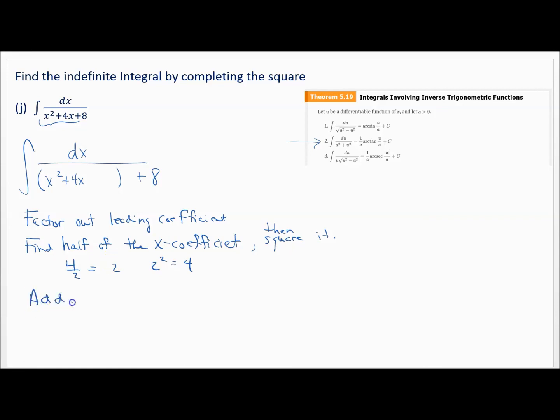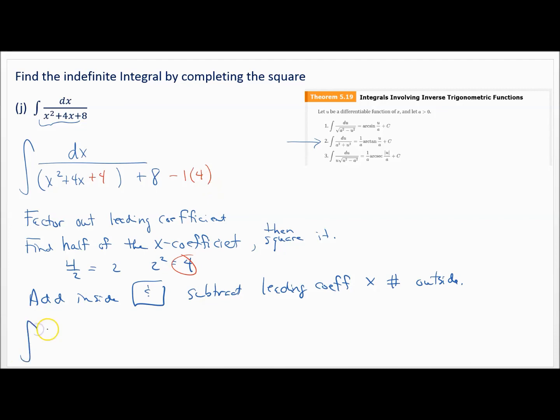You add that inside, and very important, subtract the leading coefficient times that number on the outside. Okay, now remember our leading coefficient is 1, so we didn't have to factor out a leading coefficient. So I'm going to add that number, that 4, on the inside, and subtract the leading coefficient, which is 1, times that 4 on the outside. And let's see what we have after we do all that.